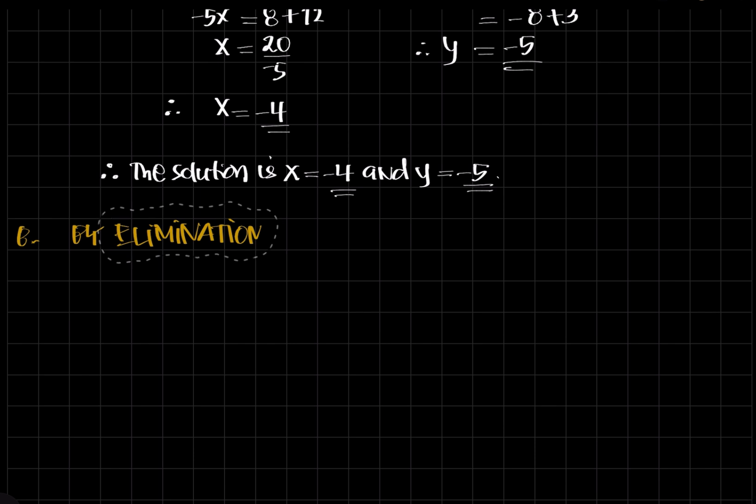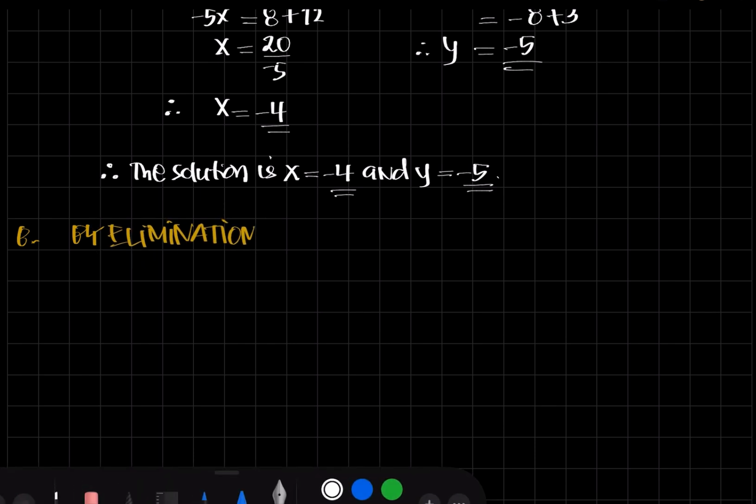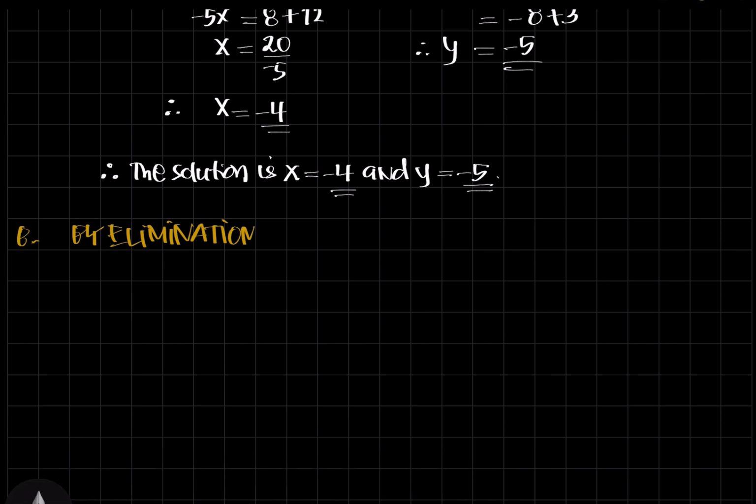But let's see what exactly the specific things are when we talk about elimination, because we have to make sure that we eliminate one of the variables first before we find out the other variable. Okay, the example.